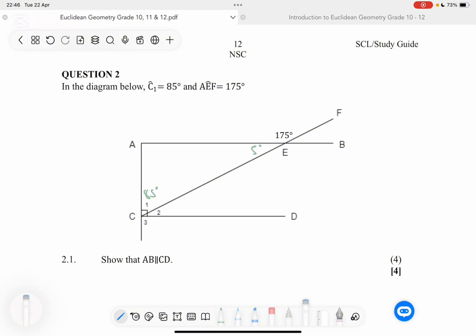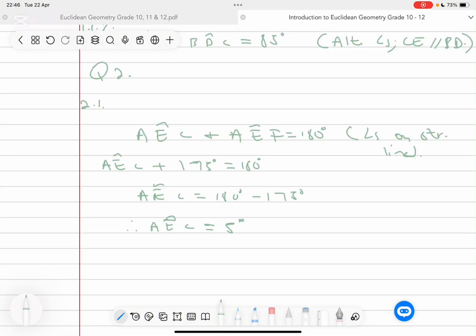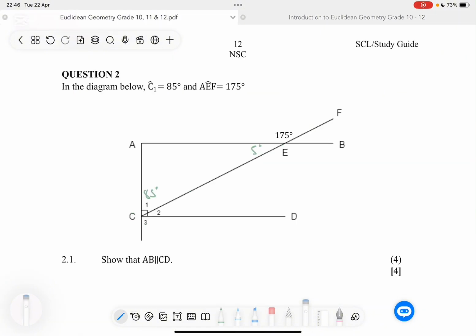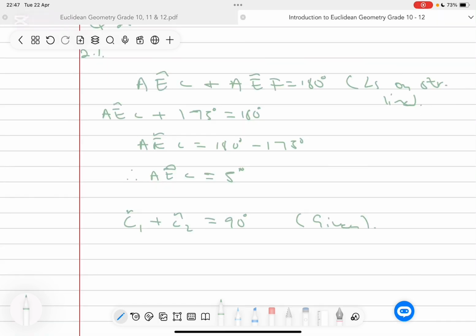Now the next step would be to find this angle. And to do that, we will say that this whole angle here is 90 degrees. That means I'll say angle C1 plus angle C2 is equal to 90 degrees. How do I know this? Because on this diagram here, we are told that this is 90 degrees. So we are given, that's our reason there.